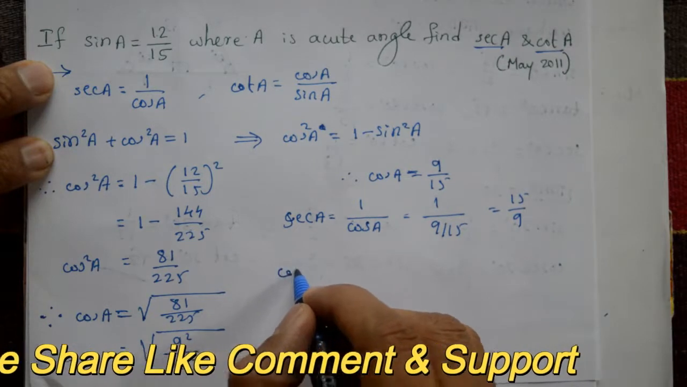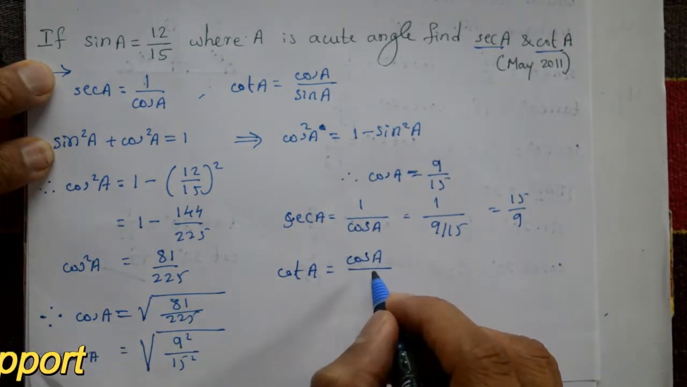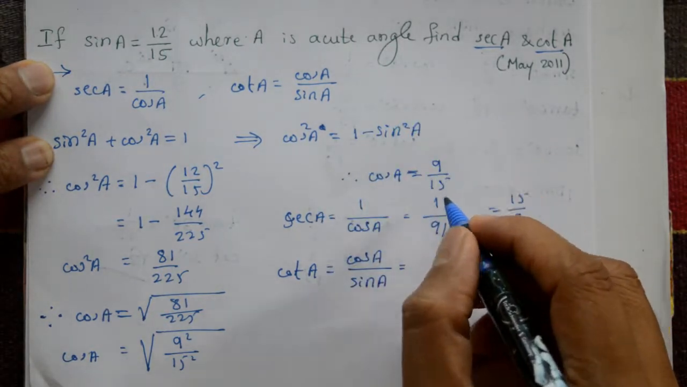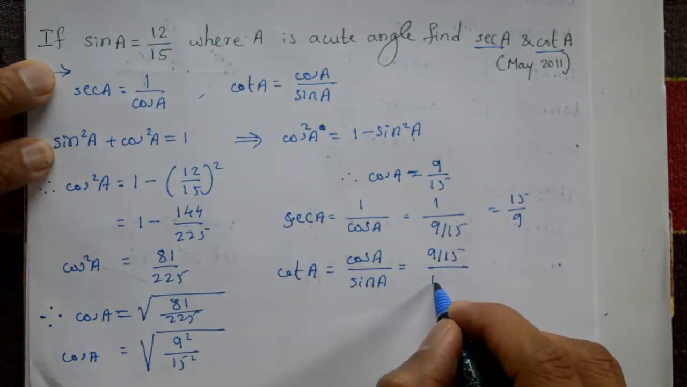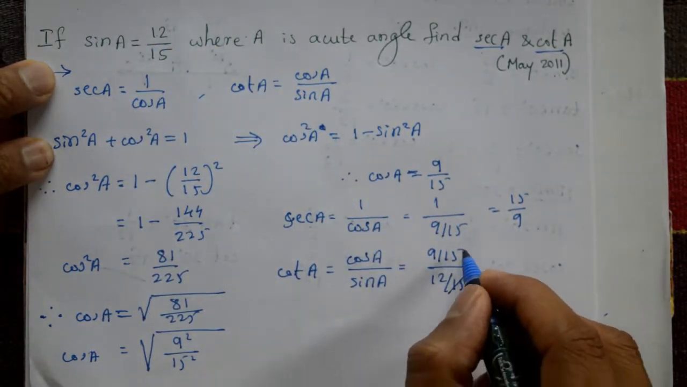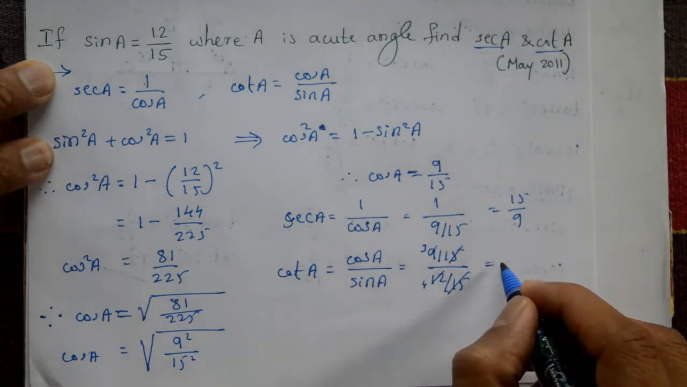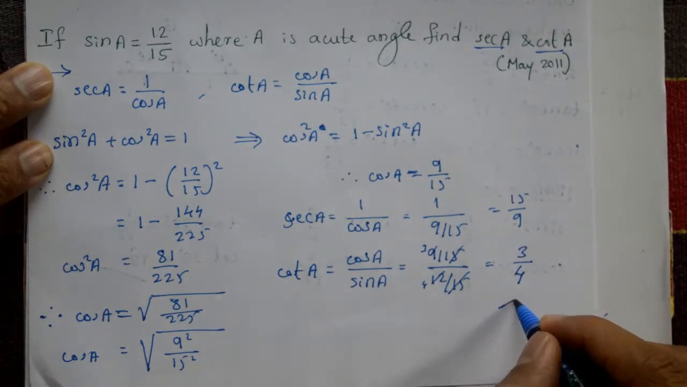Okay, next is cot. Cot A is equal to cos A divided by sin A. You know cos A is 9 by 15, divided by sin A, 12 by 15. 15 cancels, 3 3s are 9, 3 4s are 12. Therefore cot A is equal to 3 by 4. Now this is the required solution.